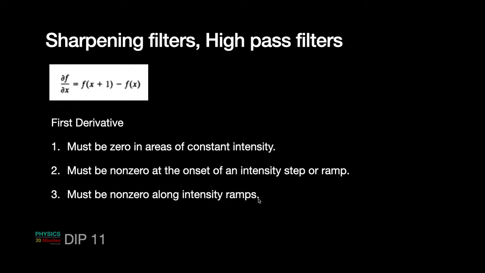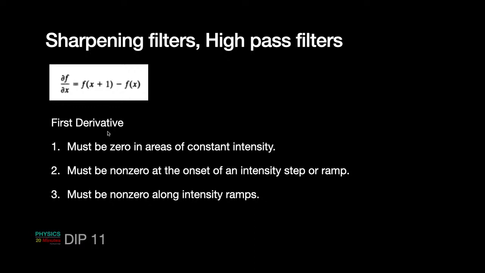Now what is an intensity ramp? An intensity ramp is something where the intensity changes continuously. So if that happens, then it should be non-zero. So typically the first derivative gives you the slope of the intensity. If you observe it carefully, constant intensity, it is 0, but when the intensity is changing, it is non-zero. So wherever the intensity changes, the first derivative will exist. Wherever intensity remains constant, the first derivative will vanish. So the first derivative typically will not give you the edges.